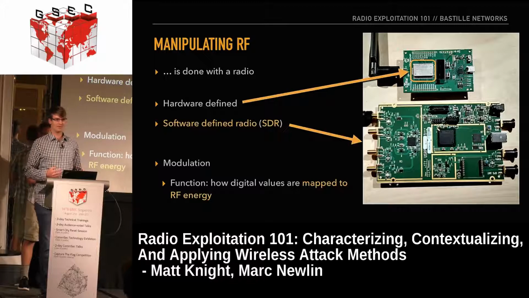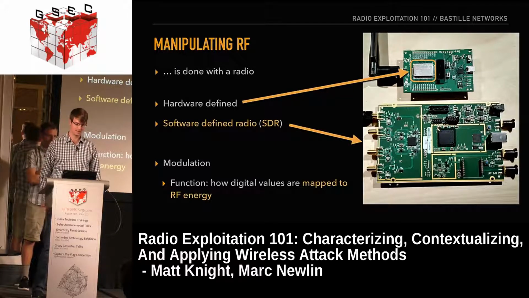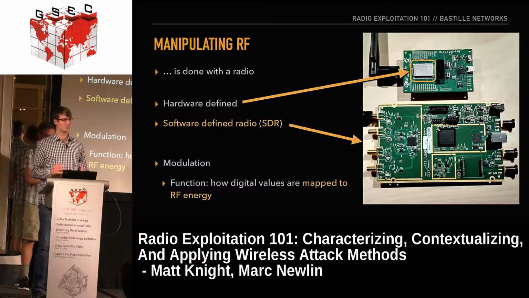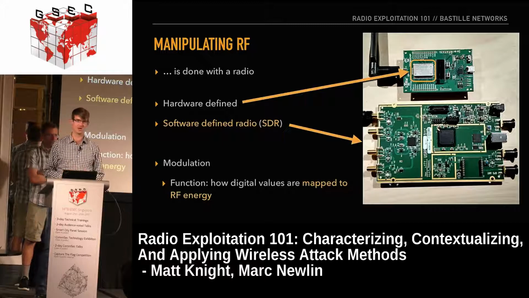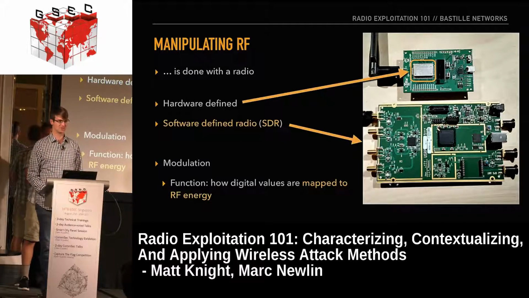So if we manipulate RF, we can begin to put together a physical layer. And manipulating RF is done with a radio. As Mark mentioned earlier, radios can either be hardware-defined, as is the case with the LoRa radio on top there, or they can be software-defined, as is the case with the B210 below. But the core function that we need to really understand when we talk about physical layers is called the modulation. The modulation is a function that defines how your digital 1s and 0s get mapped into that energy. It basically defines what that mapping is in your specific PHY.